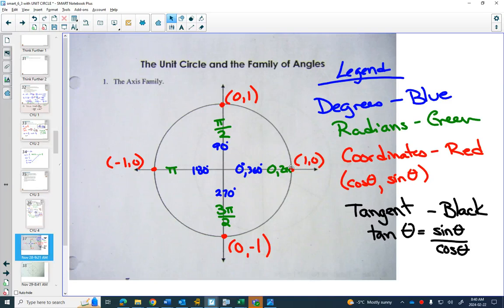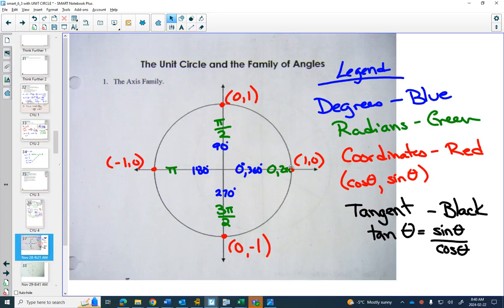Cos of 180 degrees would be the x coordinate, negative 1. Cos of 270 degrees, 0. Sine of pi over 2 would be 1. Cos of 2 pi would be 1. So we can now use this picture to do all the mental math for sine and cosine for each of those angles.